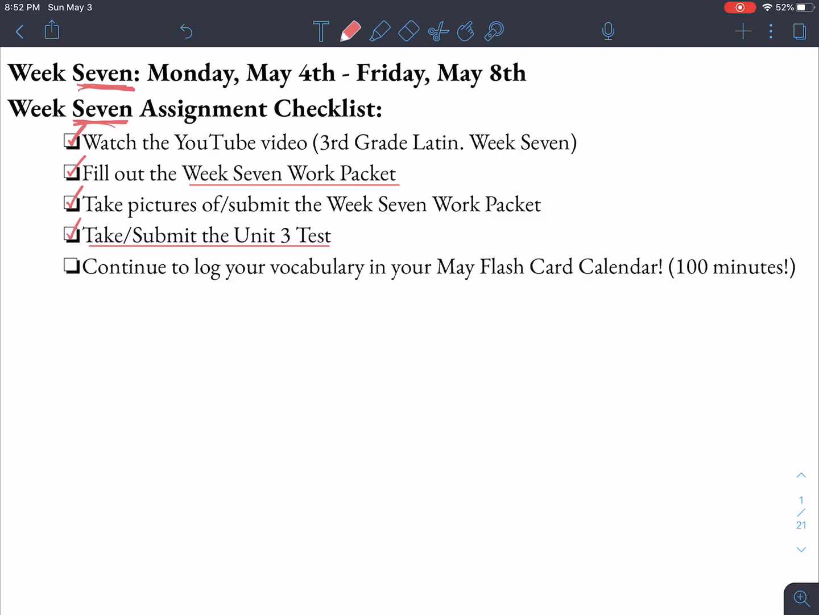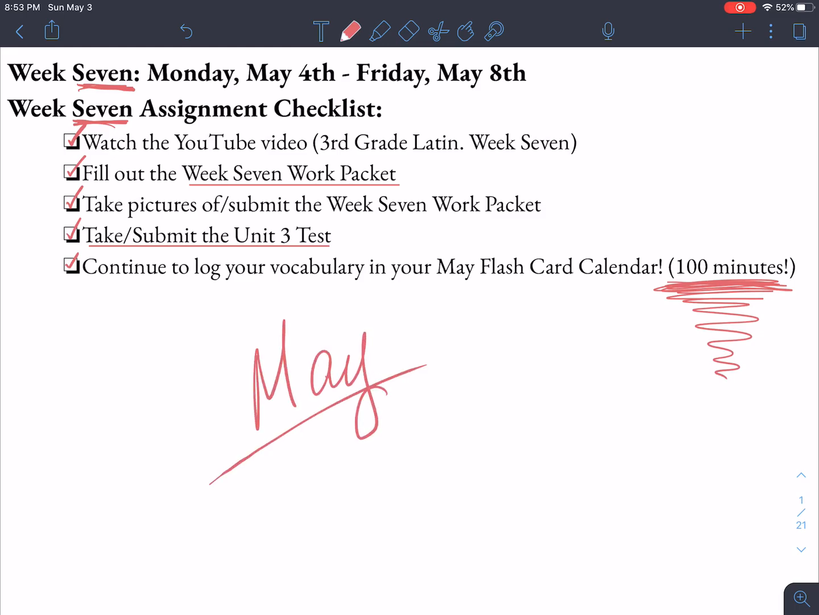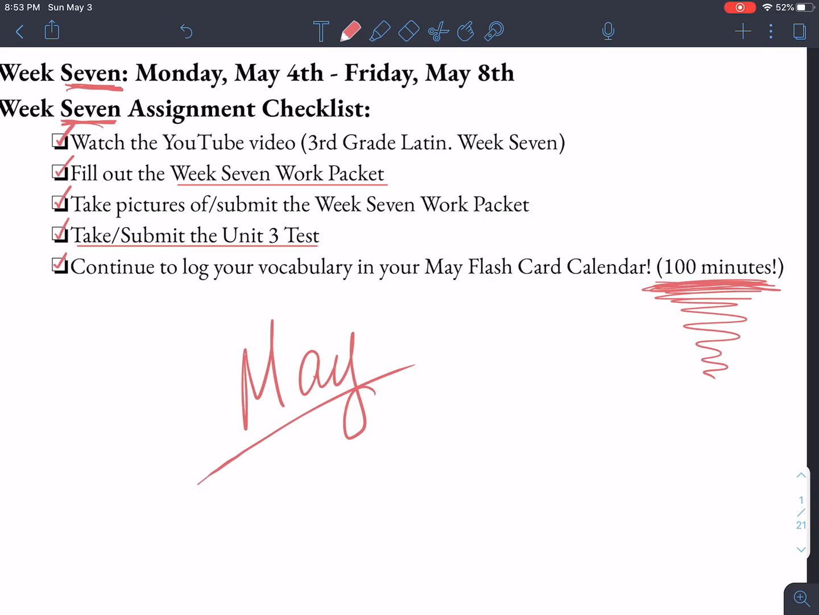As always, please continue to log your vocabulary study in your May flashcard calendar. Remember, I expect a minimum of 100 minutes by the end of May. So you have a whole month to do it, a whole month to study for 100 minutes. That's not a lot of time. So please continue that. Without further ado, let's get on with our scheduled programming.